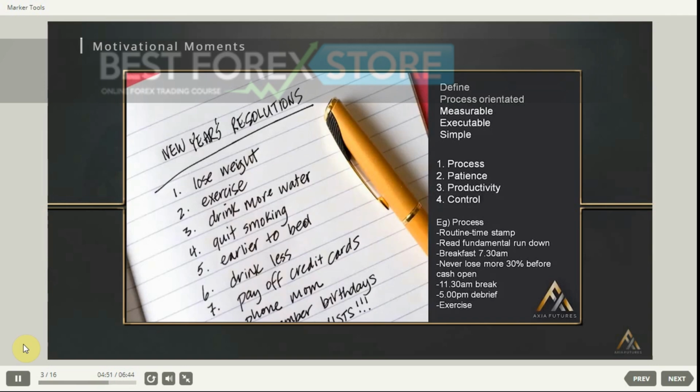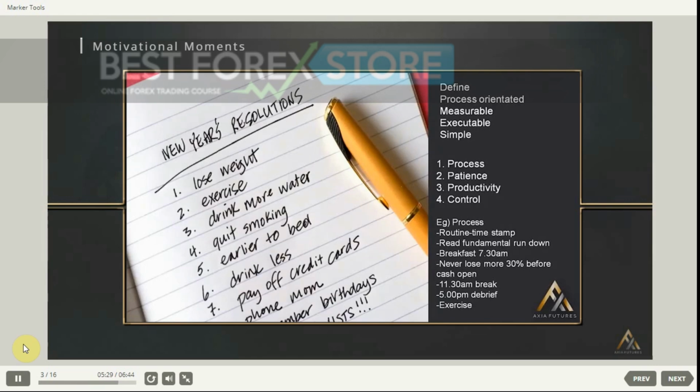Then I need to read the fundamental rundown. I need to have my breakfast at 7:30 a.m. I need to ensure I never lose more than 30% before the cash open, or 30% of my allocated capital. I need to take a break at 11:30 a.m. I have to do a debrief come 5 p.m. and I need to do some form of exercise at the end of the day or during the day. Now, if I achieve all 8 of these step-for-step, process-orientated little goals, mini goals, ultimately, I give myself the big tick, which is today you achieved your goal of process.